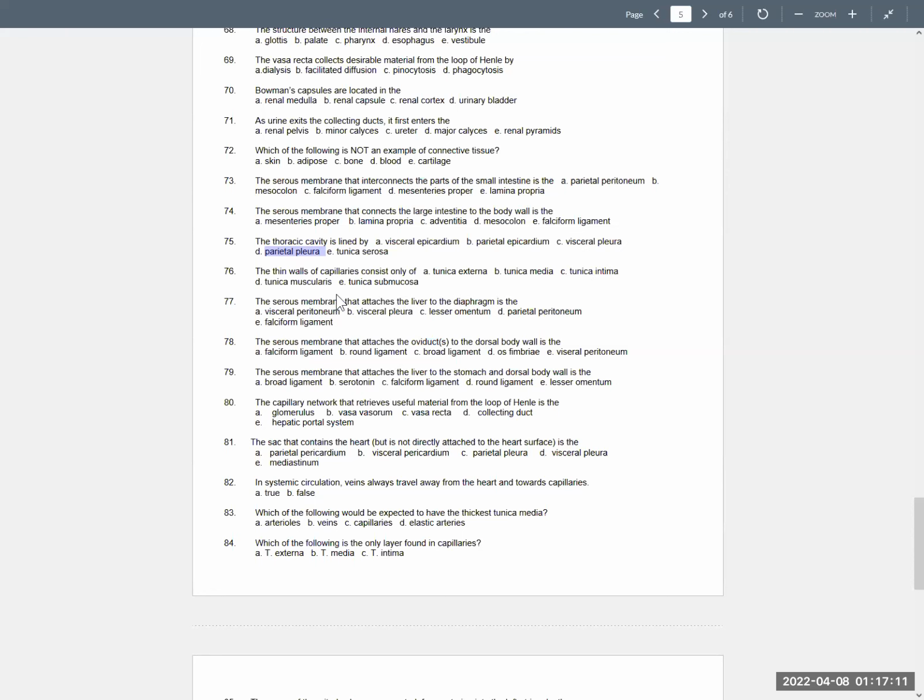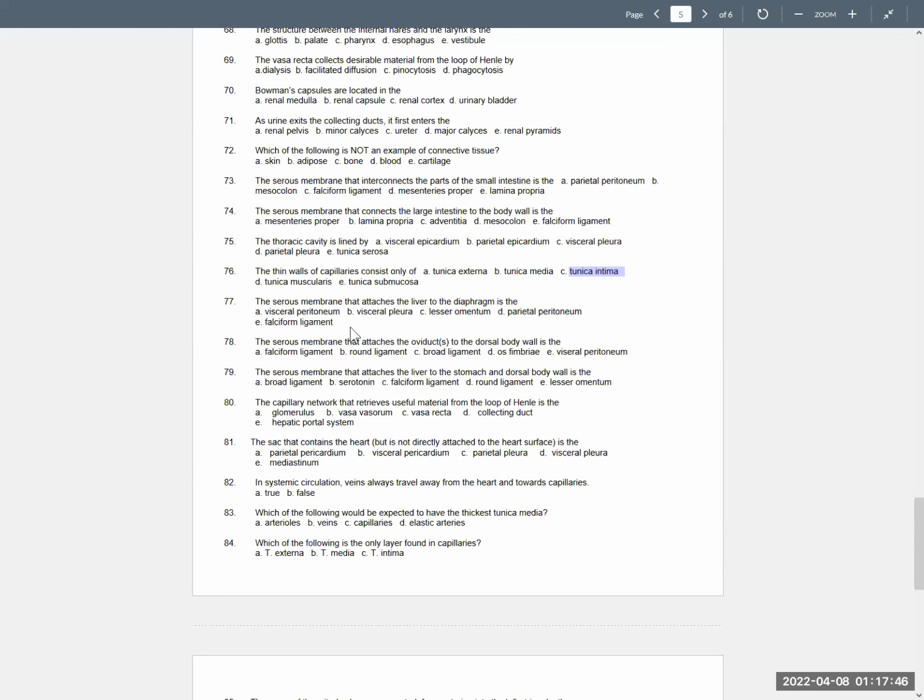76. The thin walls of capillaries consist only of what? Capillary is so thin, it doesn't have all three layers. It doesn't have the externa, the media, and the intima. It only has the intima, okay? Also known as the interna, of course. So that's it. Very, very thin walled. So blood, oxygen, and nutrients move through and move across into the tissues.